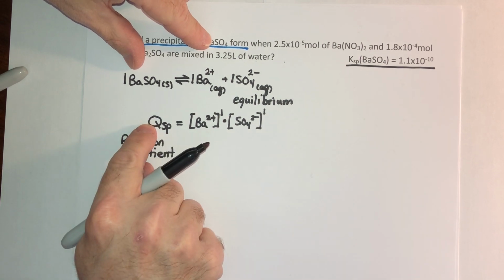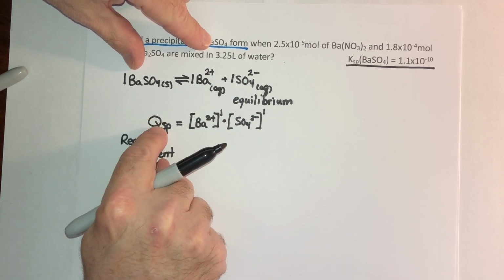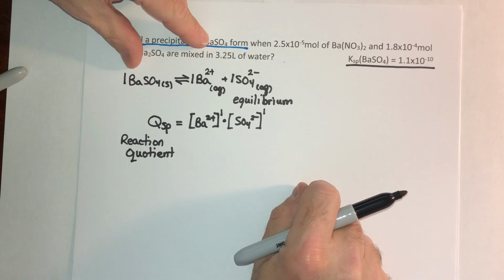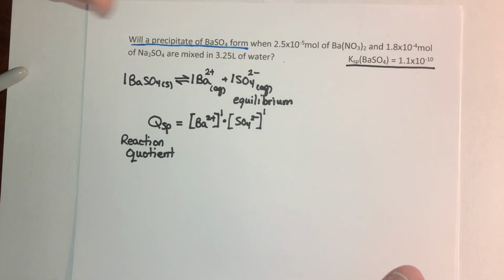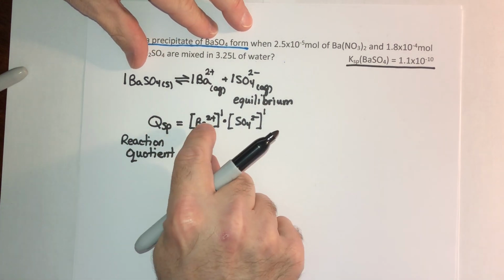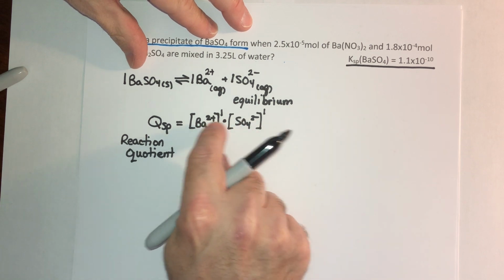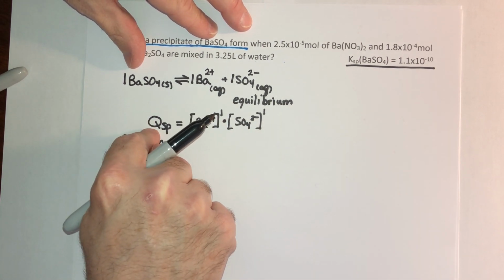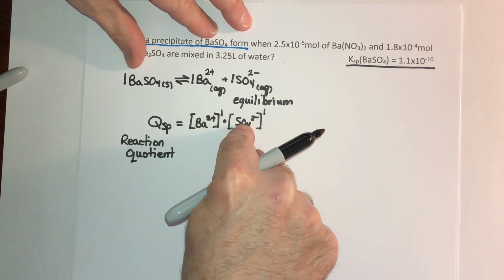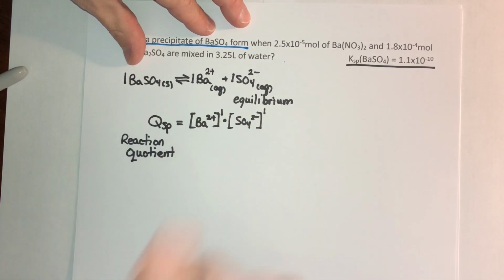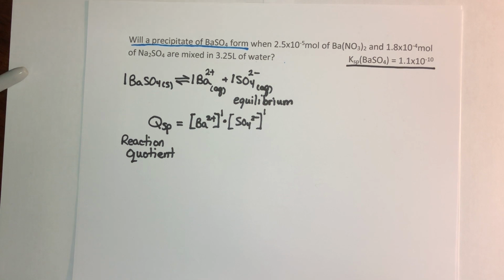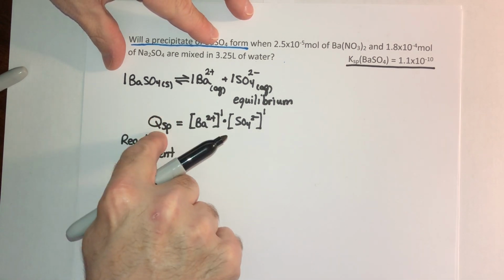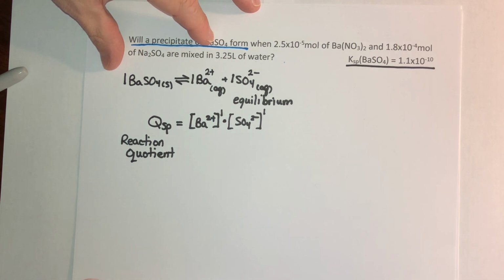If this here had been a K, KSP, then this equation would be perfectly correct. But if this was a K, then these two concentrations have to be equilibrium concentrations, right? If you have an equilibrium constant, you have to have equilibrium concentrations, which you don't. You have initial concentrations. So because you have initial concentrations, that's why we're using the Q rather than the K.